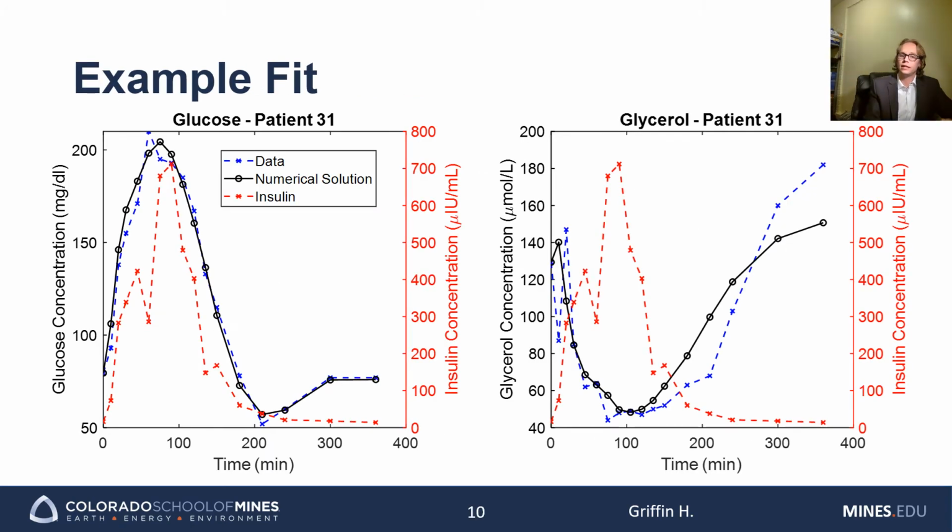Now, this is the data and our fits to the data. In both figures, you can see that we are feeding in the same insulin concentration. So in both figures, you have this red as insulin. Now, the blue is the metabolite. So on the left, we have the metabolite of glucose, and on the right, we have the metabolite of glycerol, and that's the data. Now, the black is the numerical solution that we have from fitting the data with our model. Now, you can see that we're getting good fits, and everything is lining up nicely.